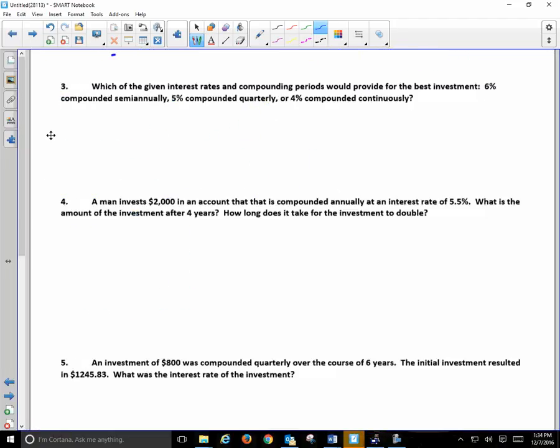So I'm going to give Lauren $1,000 of Monopoly money. And she gets to invest it at 6% compounded semi-annually, which is twice a year, or 5%, which is less of an interest, but it's compounded 4 times a year, or she can invest at 4% compounded continuously, an infinite number of times during the course of the year.